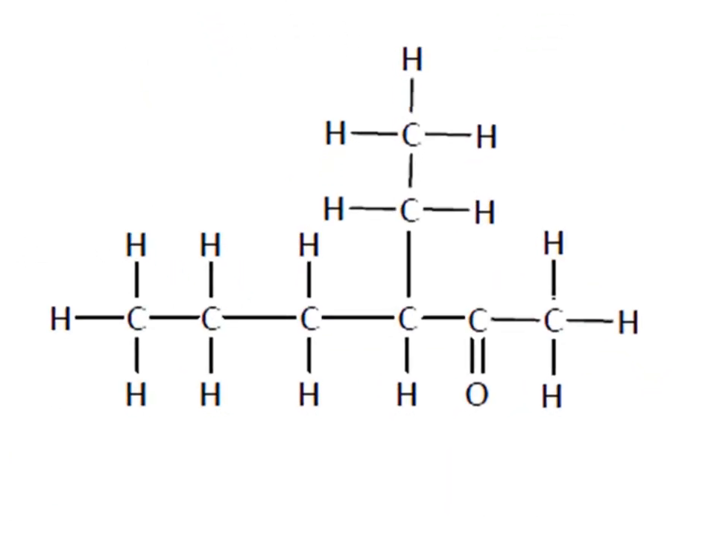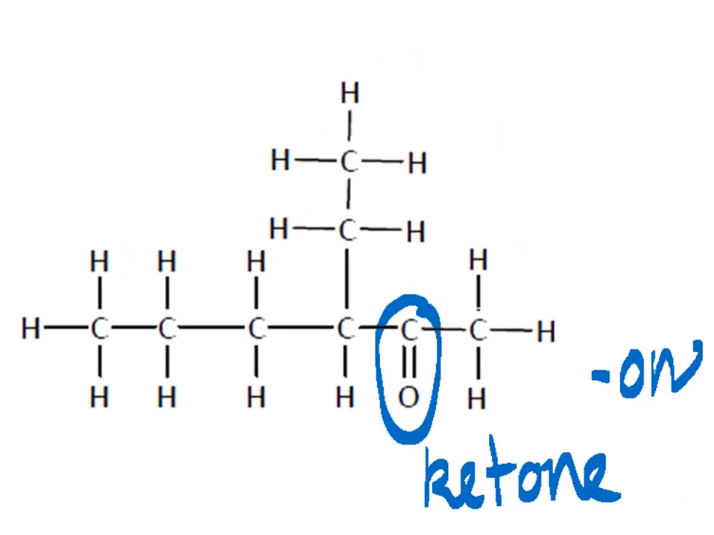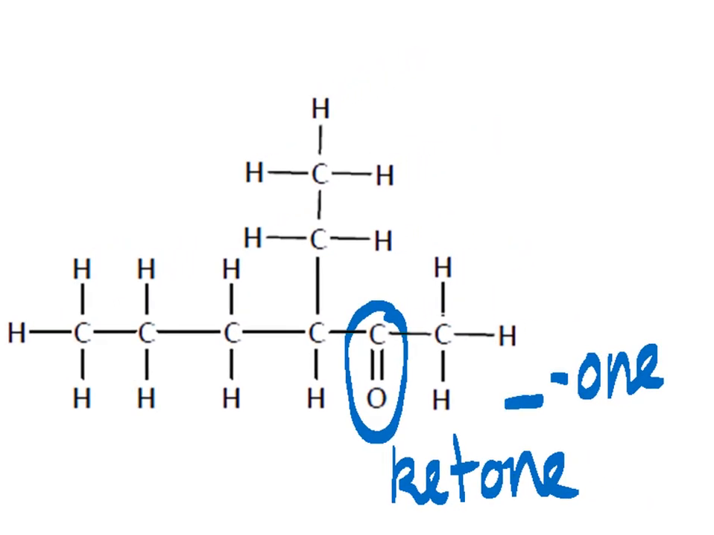What about the IUPAC name for this compound? Notice that we have the carbonyl group there, not at the edge, so it's not an aldehyde, but inside the compound. So this is a ketone. And ketones end with the suffix -one, but remember you must also give a number in front of that. So what's the number of that carbon?